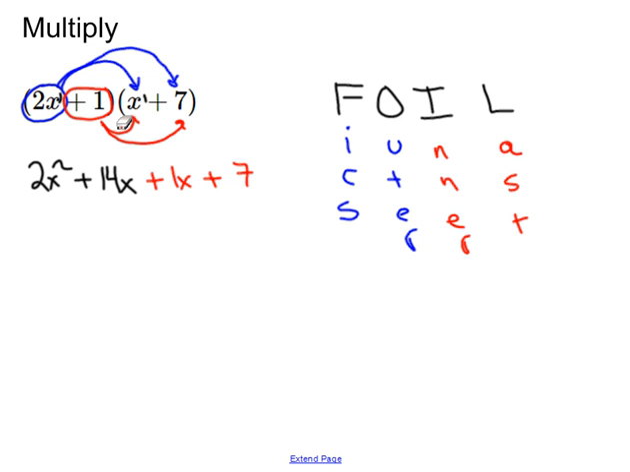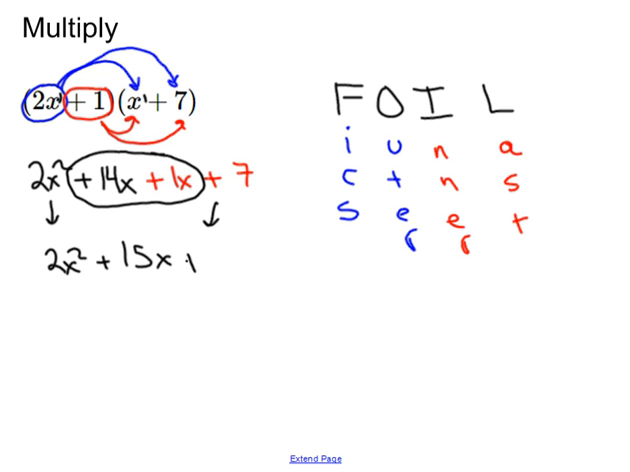Okay, so after you distribute or after you perform FOIL, you're just going to combine the like terms. So you're going to combine the like terms. So these are the like terms here, 14x plus 1x. That's going to combine to give you positive 15x. We're just going to bring down the 2x squared, and we're going to bring down the plus 7, and we get 2x squared plus 15x plus 7. That's our final answer.